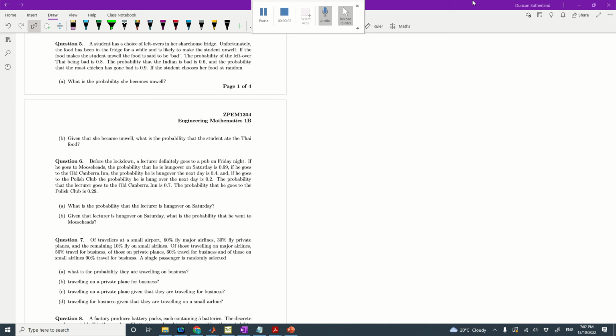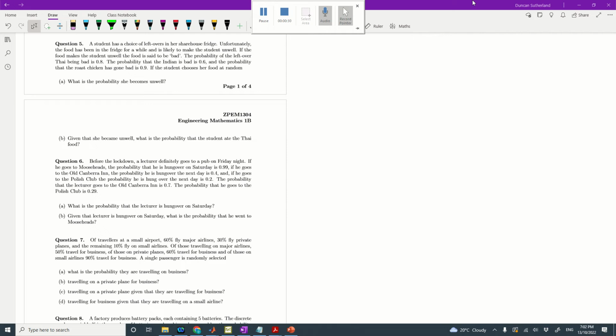Alrighty, question 5 is a Bayes theorem question, as are questions 6 and 7. So 5, 6, and 7 are all pretty much the same. You've just got to carefully interpret what's meant notationally by the question. So let's put some notation on the first question, question 5.